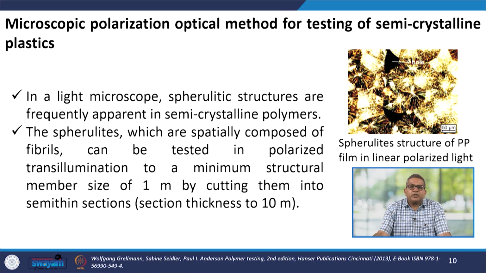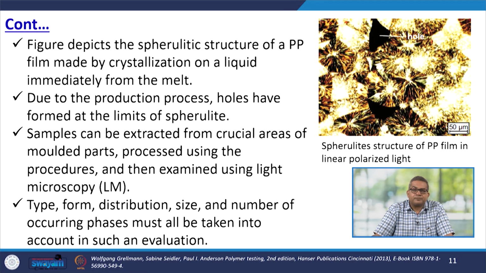Now, if we talk about semi-crystalline plastic in light of the microscope, spherulitic structures are frequently apparent in semi-crystalline polymers. The spherulites, which are spatially composed of fibrils, can be tested in polarized transillumination to a minimum structure size of 1 micrometer by cutting them into semi-thin sections, that is, sections of a thickness of say 10 micrometers.